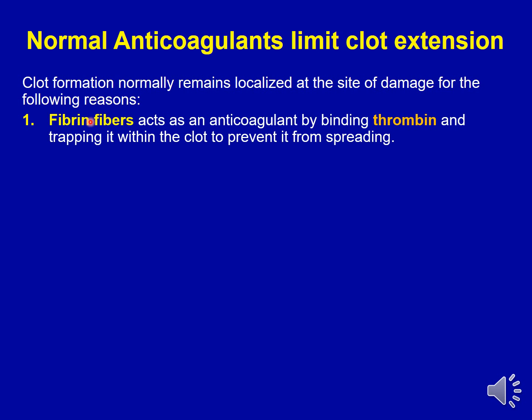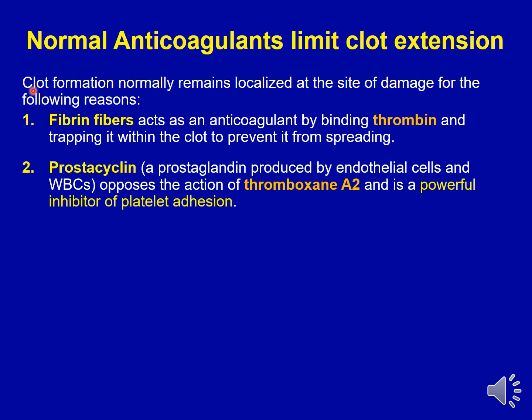This includes, number one, fibrin fibers. Fibrin acts as an anticoagulant. The fibrin fibers that form the blood clot also act as an anticoagulant by binding thrombin, preventing the thrombin from spreading into the circulation and activating multiple clotting factors. So fibrin binds to thrombin, preventing the thrombin from escaping into the circulation and activating different clotting factors.